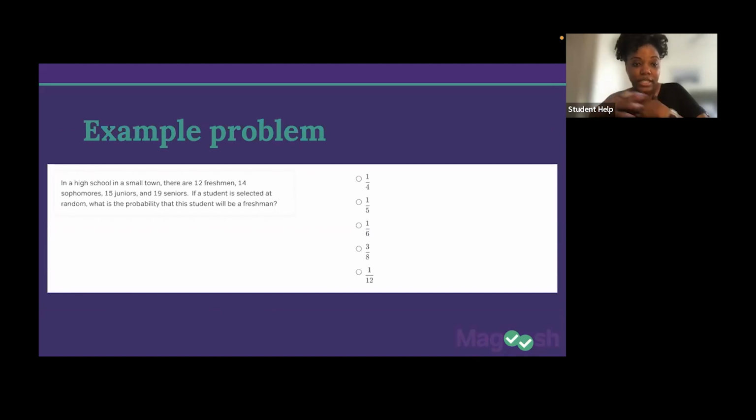Okay, so here's an example question. It says in a high school in a small town, there are 12 freshmen, 14 sophomores, 15 juniors, and 19 seniors. That's a really, really small town, right? If a student is selected at random, what is the probability that student will be a freshman? All right. So just getting a gauge on where you guys already are when it comes to probability. Let's see how you do. And again, as always, if you don't know or you're not sure, please don't be afraid to guess. Sometimes I'm waiting on you guys to answer and you may not have an answer, and that's okay.